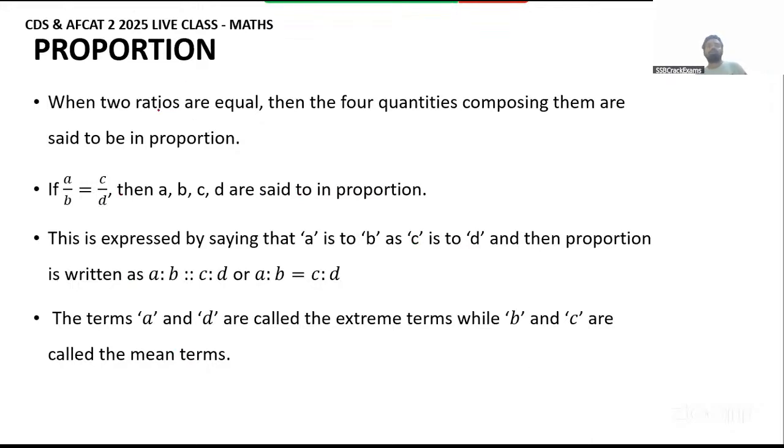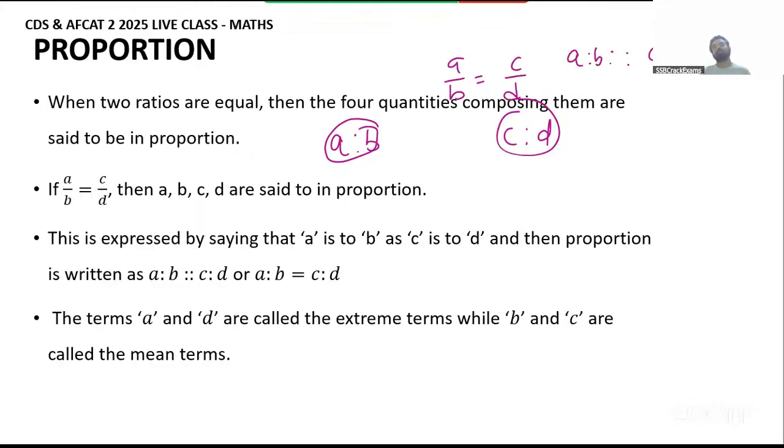When two ratios are equal, then the four quantities composing them are said to be in proportion. Say A ratio B is equal to C ratio D. If these ratios are equal to each other, meaning A upon B is equal to C upon D, then we say that they are in proportion. So this is what we call proportion.